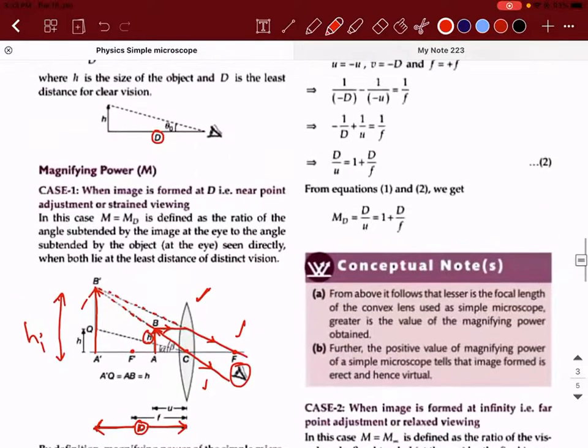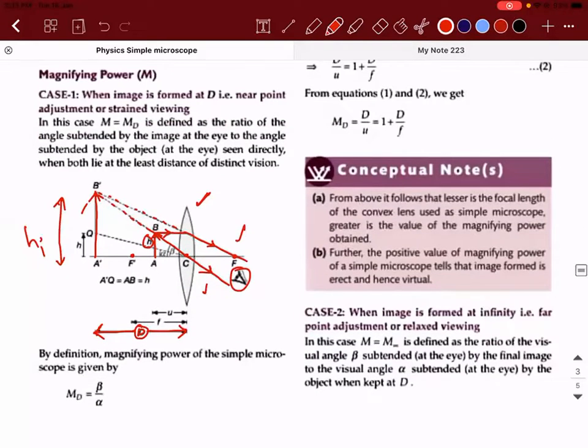So the difference is, here first what you're trying to do is find the angle subtended by this object at the naked eye when there is no optical instrument present. For that scenario, you are adjusting the distance between the eye and the object in such a way that the object is kept at least distance of distinct vision. So this doesn't mean that the object distance with respect to the lens is also the least distance of distinct vision.